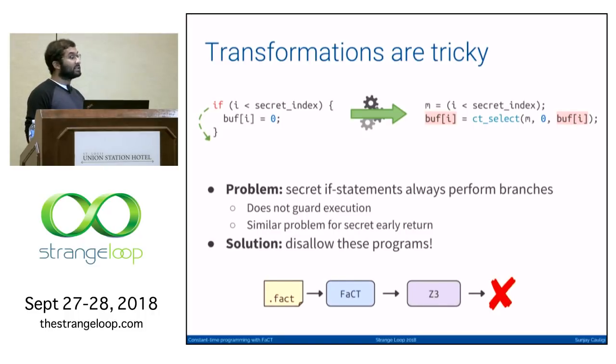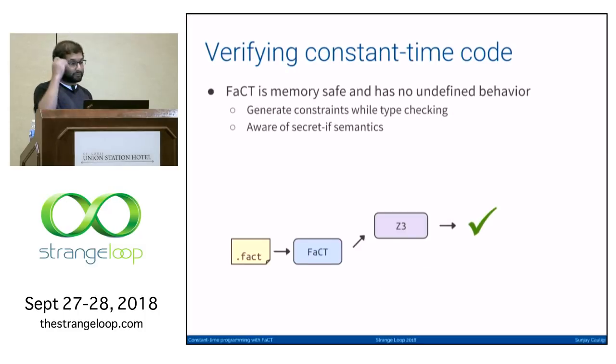So the FaCT compiler will disallow these kinds of programs by setting up constraints and checking whether, after transformations, we still have these kinds of errors. We can use an SMT solver, such as Z3, to generate constraints on our program as we're checking them, and check that post-transformation, we don't have any memory errors or any undefined behaviors. So division by 0 or shifting beyond the width of an integer, we can check for that, knowing the semantics of secret if statements and making sure that this is still the case even after transformation. So we have a safe language.